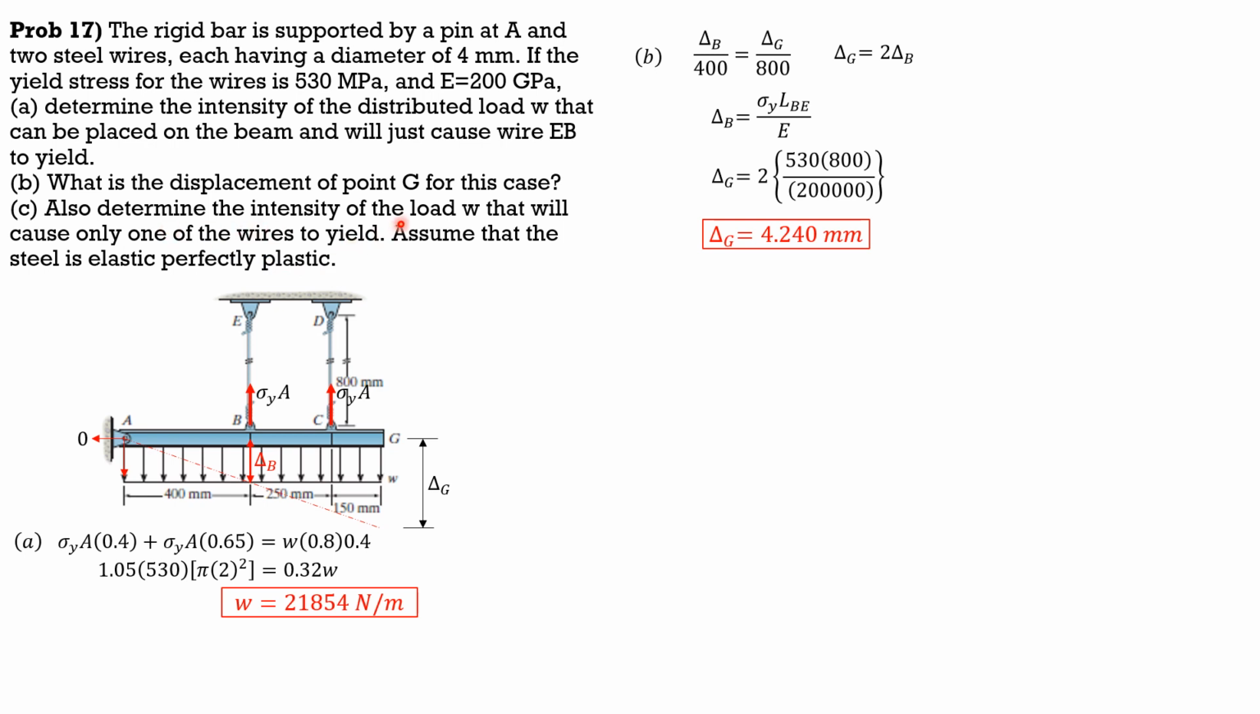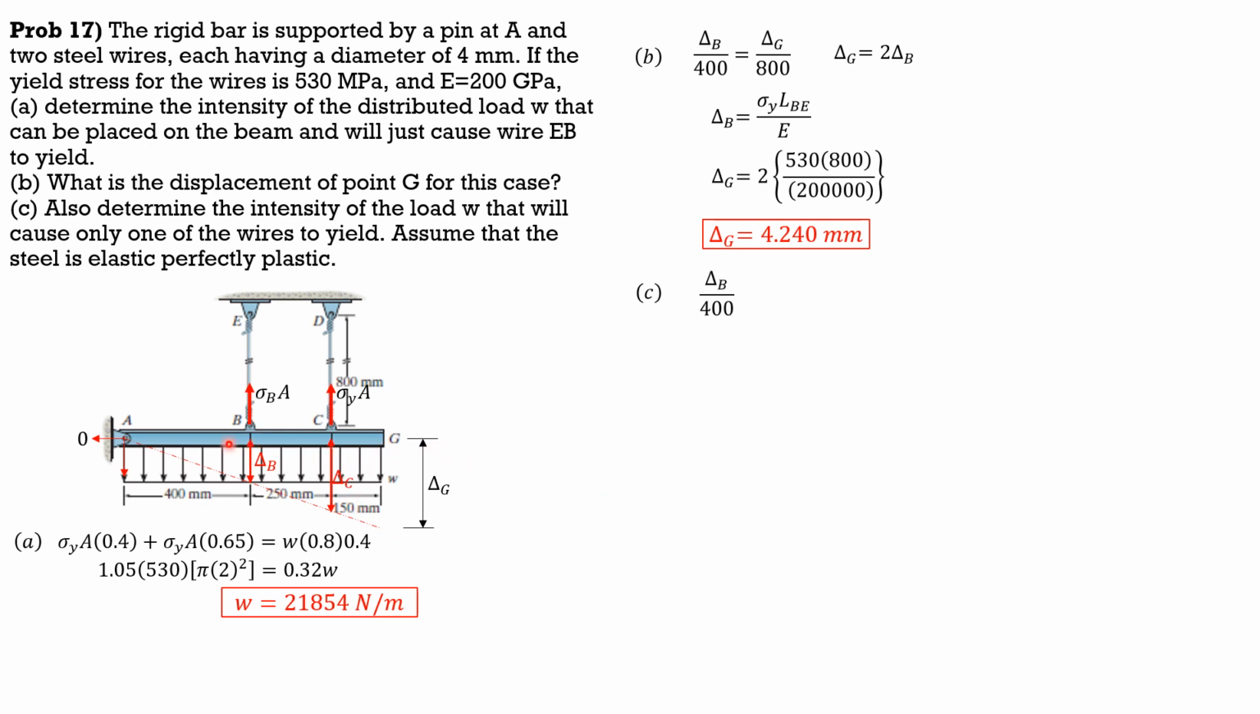Also determine the intensity of the load W that will cause only one of the wires to yield. So if only one of the wires will yield, then the possibility is CD will yield because it has greater expected displacement than B. So let's call that delta C, and let's replace this as sigma B area. B will not yield because only CD will yield, sigma y A, and B has lesser stress. So letter C, call this delta C.